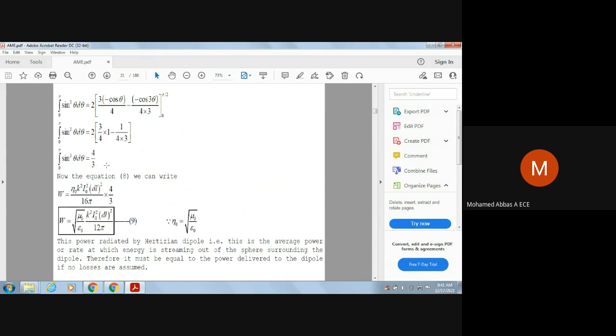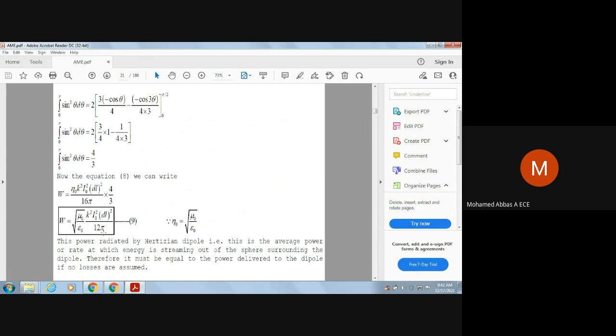So the equation reduces to W equal to eta naught k square I naught square dl square by 16 pi into 4 by 3. So we have substituted the value of the integration of 0 to pi sine cube theta d theta. After simplification, finally the equation reduces to W is equal to root of mu naught by epsilon naught k square I naught square dl square by 12 pi. So this is the total power which is radiated by the Hertzian dipole.